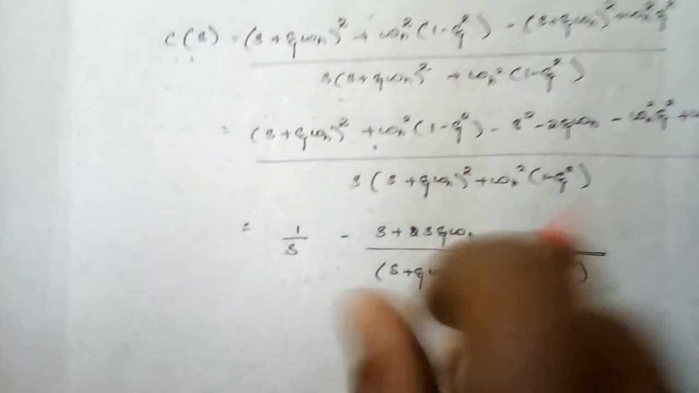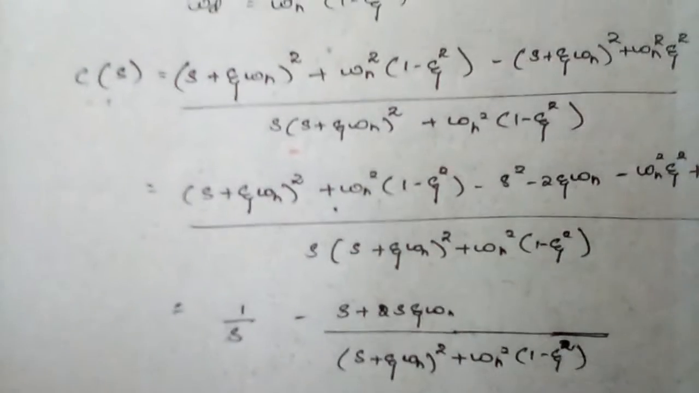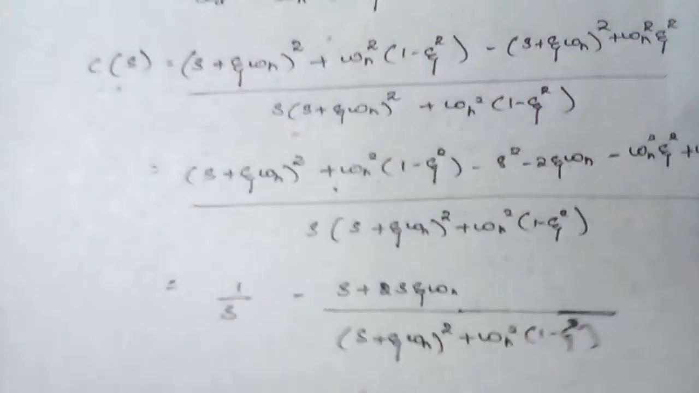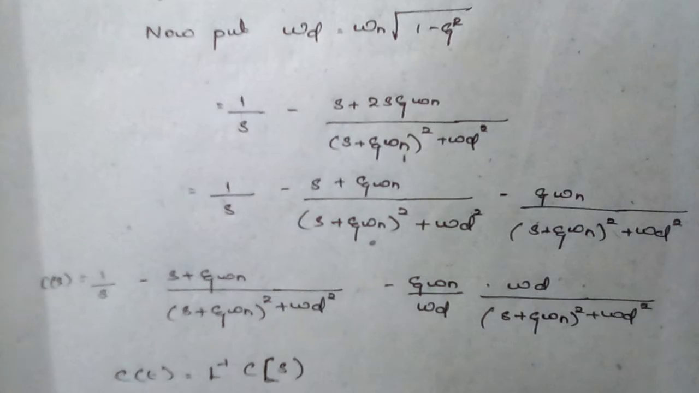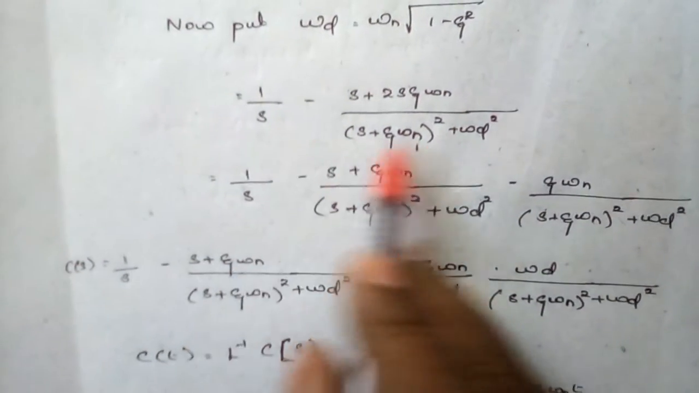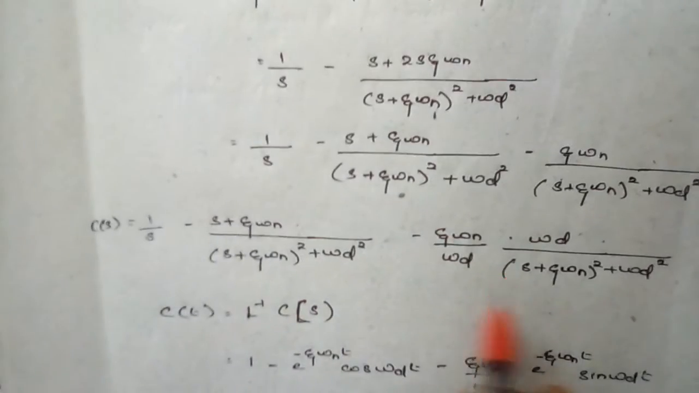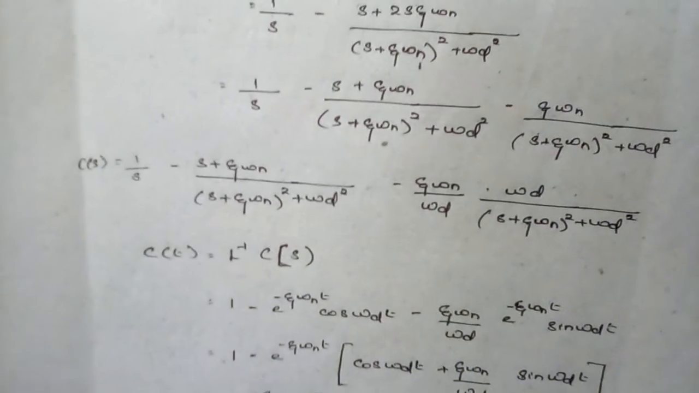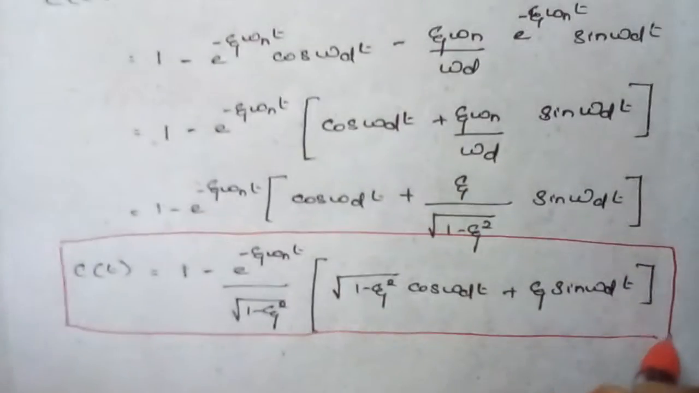This is the S domain expression of C(s). Viewers who are thorough in partial fractions, just work through the partial fraction and check whether you are getting this C(s) equation. Now, putting the omega d expression as omega n root of 1 minus zeta square, I get this expression, and by taking the inverse Laplace transform, I get the time response of the second order system.